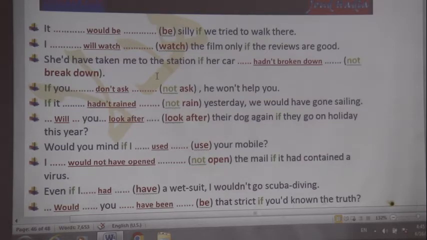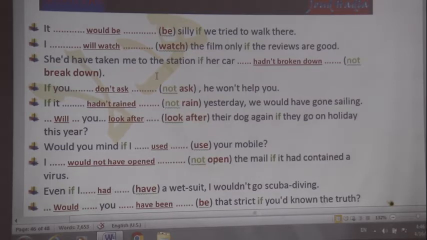in the second part. Now the second conditional, I told you about things that are, or actions that are, or situations that are unlikely to happen, or in some cases unreal. So in this case, we use the past simple in the if part while we use would plus the base form in the second part.